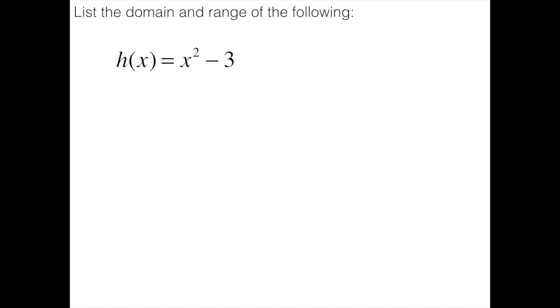We are looking to find the domain and range on this particular function. This is a quadratic. The best way to do this is to graph it. You can graph this one by hand. You can also graph it on your calculator. That's what I would recommend.